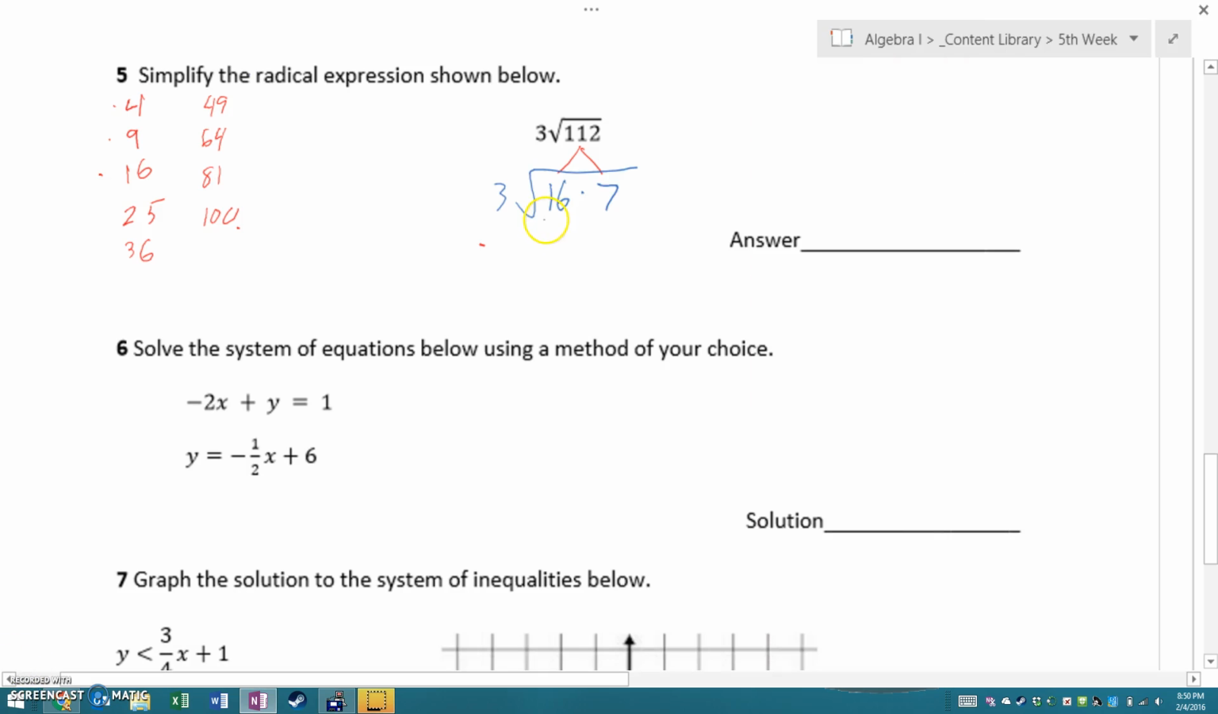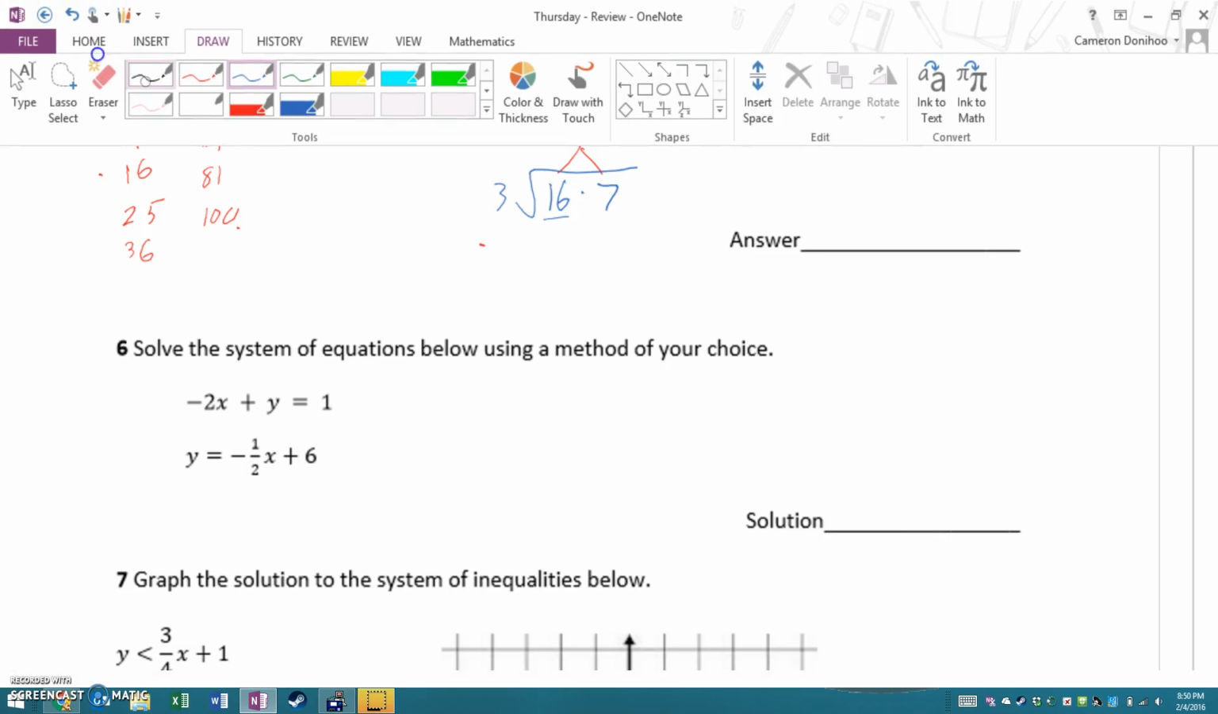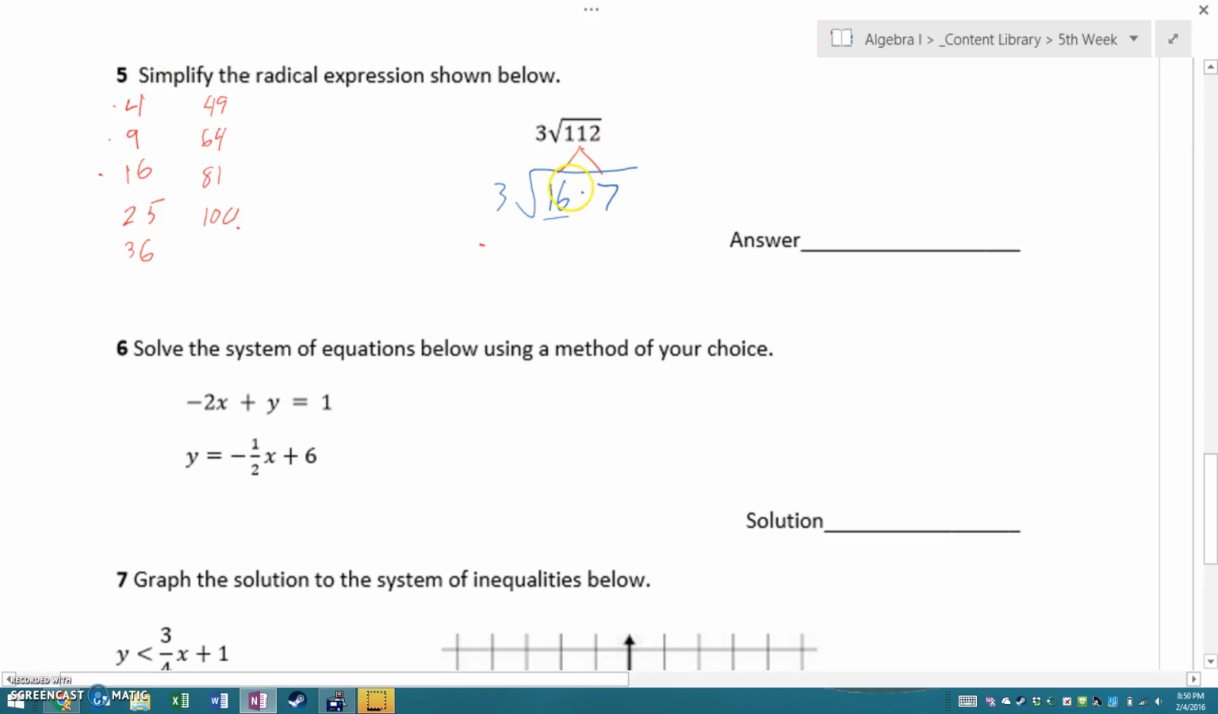All right, now that I have a number that I can square root, I'm going to go in and square root 16. That's going to square root to a 4, which means that 4 times 3 here on the outside is going to be 12, and 7 is left over in the square root, so that would be my final answer. Don't forget this 3 here, or whatever the number is.